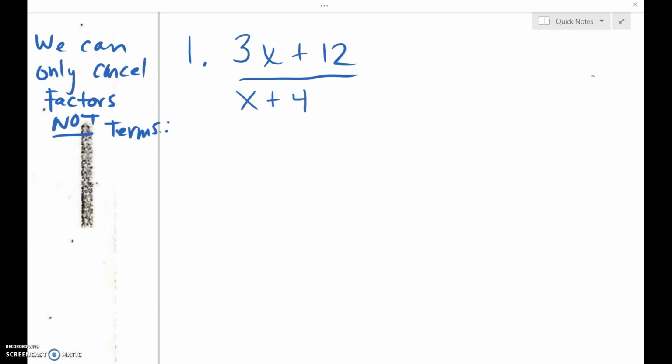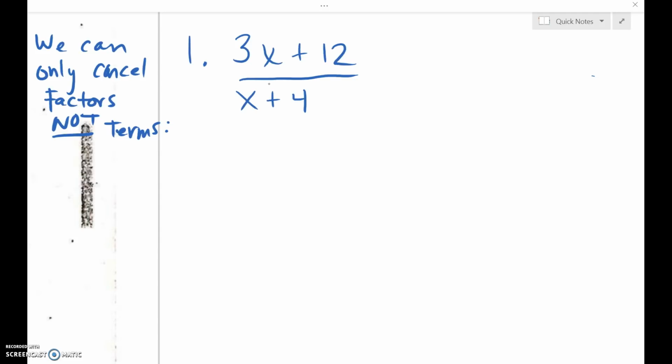I know you get a strong urge to try to cancel out the x's here, or maybe even 12 and 4 reduces to 3, something like that. But I can't do that because not every term is divisible by this denominator. I can't divide if not every single term in the numerator can be divided by the denominator. So what we do is to try to factor every piece of this rational expression so that hopefully we can then cancel out some of these common factors and eliminate them from the expression.